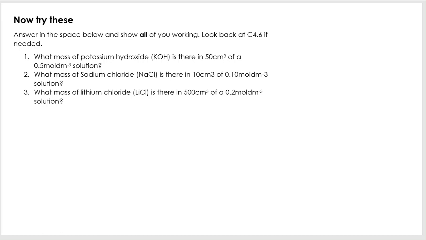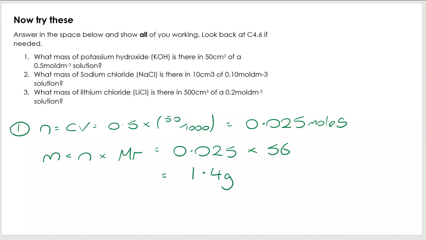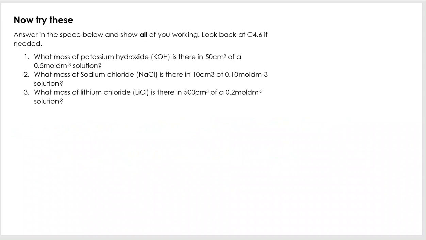So on number 1, what mass of potassium hydroxide is there in 50 centimeter cubed of a 0.5 molar solution? We're going to need n is m over Mr and n equals cV. We're going to start with number of moles is concentration times volume, 0.5 mole dm to the minus 3, and I'm converting my 50 cm cubed to decimeters cubed. I multiply those together and I see that I had 0.025 moles of potassium hydroxide. I now know the moles and I can find its Mr. The Mr is 56. Multiply those together and I find my mass. It's 1.4 grams. Let's have a go at the next one.